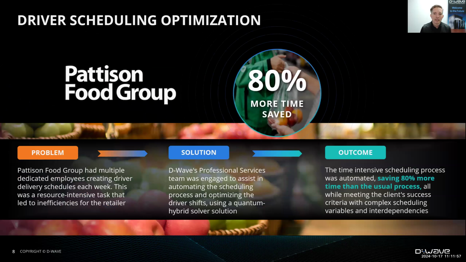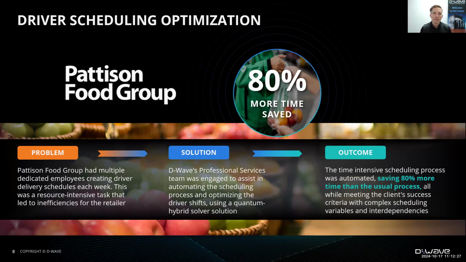Pattison Food Group is a great example of optimization put into application. They started with one of their grocery store chains, and now they're looking at expanding that across all 13 grocery brands that they have at Pattison Food Group. During the pandemic, at-home grocery delivery driver scheduling became a very important application, and they were able to build an application that reduced the time taken to build those schedules by 80%. That's a very significant savings.